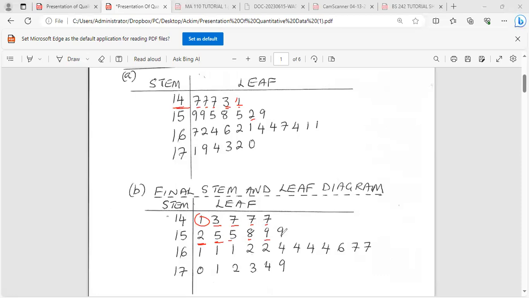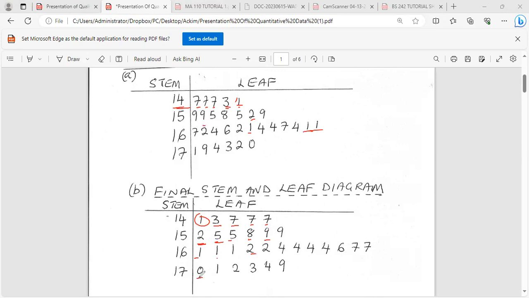Even in 160, we begin with the smallest. We don't have a 0, so we'll start with 1, 1, 1, 1, 1. Then 2, 2, 2. Then 3, then 4, you write like that. Then 6, 7, 8, 9. Then we come to 170, which has 0. So we start with 0.